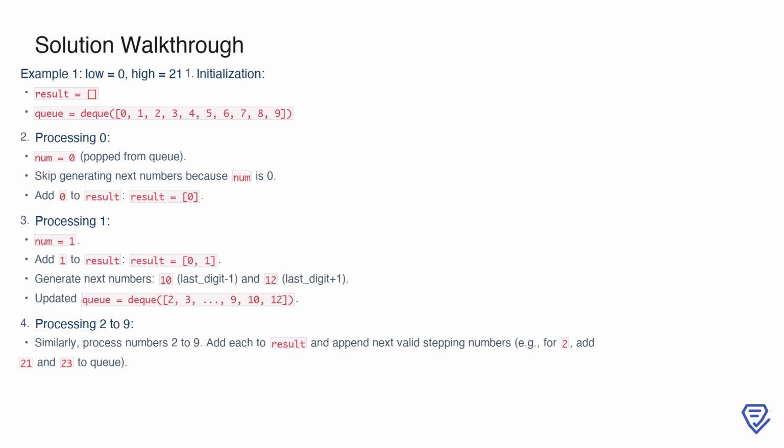Next, we process the number 1. After adding 1 to result, we calculate its potential stepping numbers by appending its last digit minus 1 and last digit plus 1, resulting in the numbers 10 and 12, which are added to the queue. We repeat this process for numbers 2 through 9, adding each to result and generating their respective stepping numbers, like 21 and 23 for 2. At this stage, the queue is continuously updated with valid numbers for further processing.